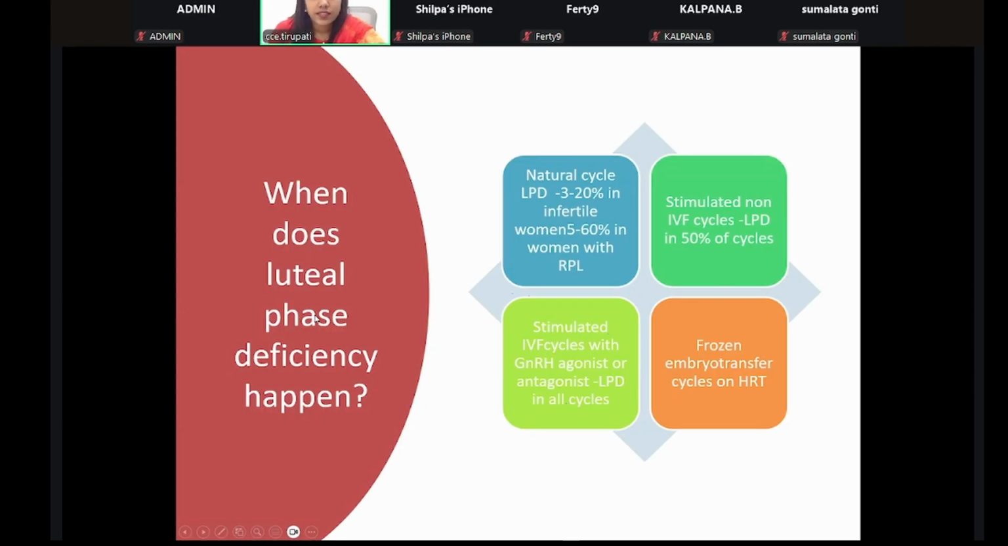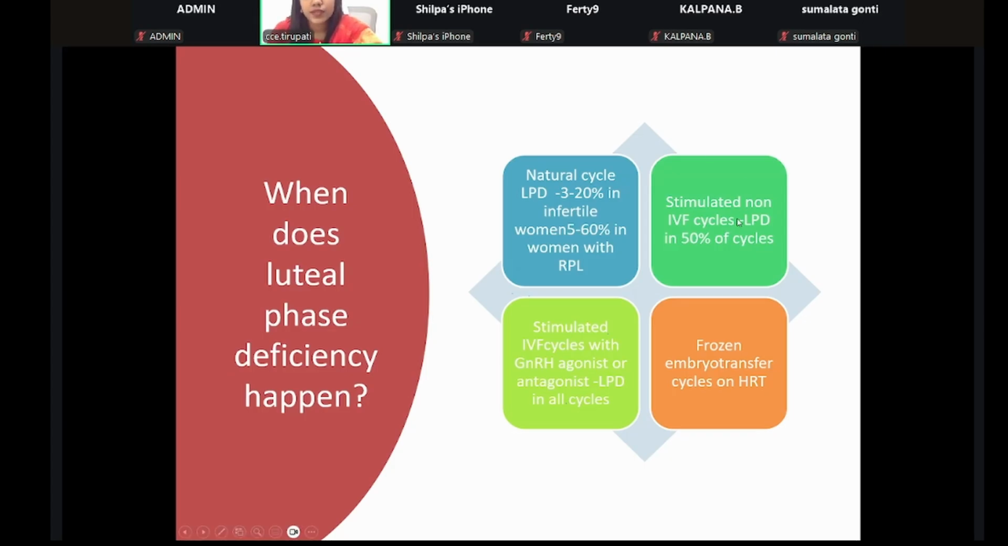So when does luteal phase deficiency happen? Does it happen only in stimulated cycles, or can it occur even in natural cycles? Even in natural cycles, in 3 to 20% of the cases, we can see luteal phase defect. In infertile couples, it is even higher, like 5 to 60%. The incidence is quite high in women with recurrent pregnancy loss. So even in natural cycles, we can't ignore luteal phase support. We need to supplement with some form of progesterone to improve chances of conception.